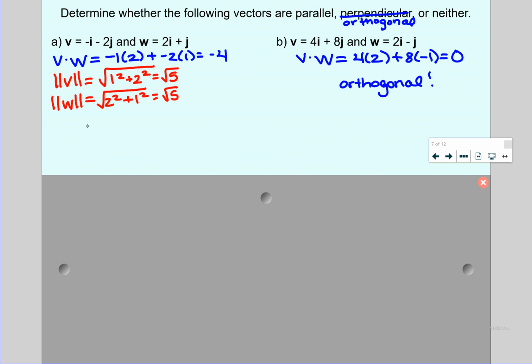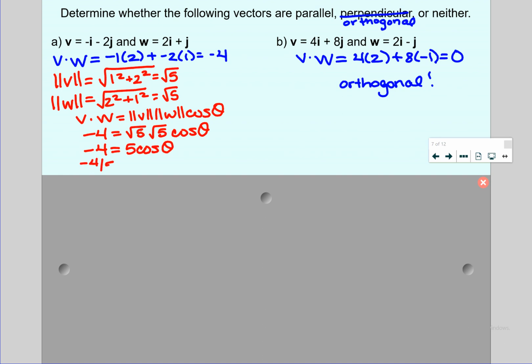Okay, so now the formula, just to refresh here: dot product equals magnitude, magnitude, cosine theta. So negative 4 equals rad 5 times rad 5 cosine theta. You probably don't even need a calculator for this one. What's rad 5 times rad 5? 5. And then if I divide that over, I get negative 4/5.